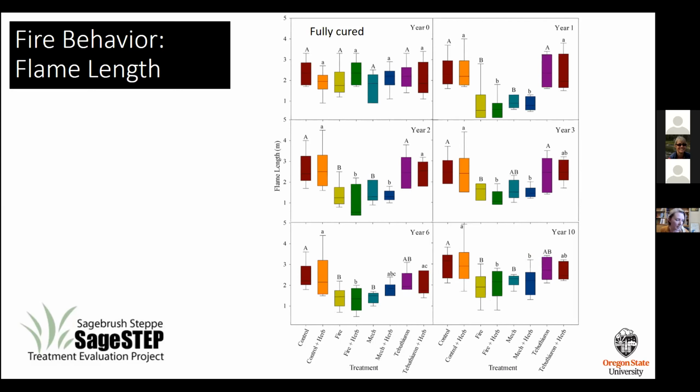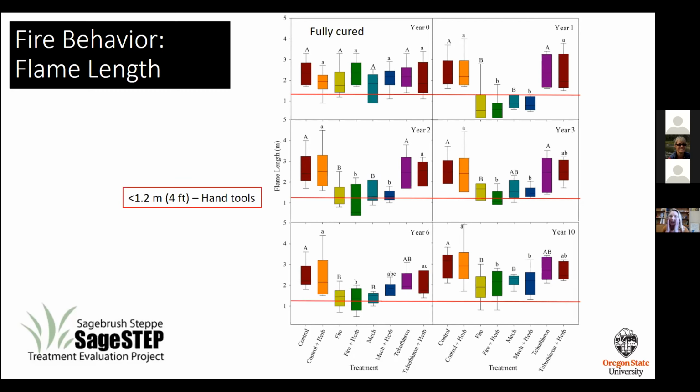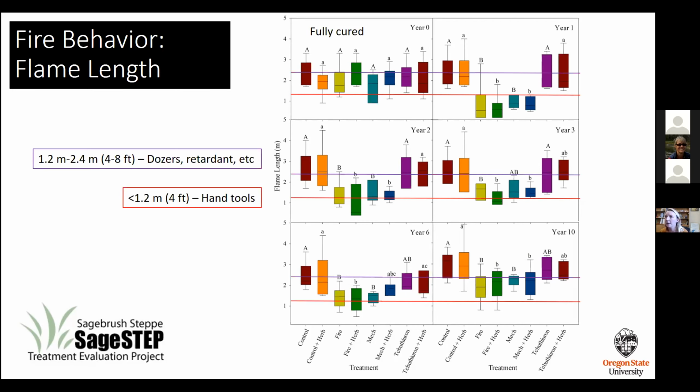And this one in particular, I think, will be of interest to managers. There's a rule of thumb that when flame lengths are under 4 feet, you can use hand tools and ground crews to suppress that fire. And when flame lengths reach between 4 and 8 feet, it takes some heavy equipment. It takes machinery to get in there and effectively suppress that fire. So our fire and mechanical plots get us below that threshold almost all the time. And the tebuthiuron and control plots are pretty consistently above that threshold. And when you're above that 8-foot threshold, that's when you're at risk of running fires, crowning, spotting, and you can't as effectively suppress those fires with ground resources.